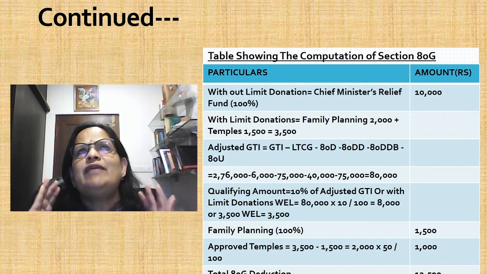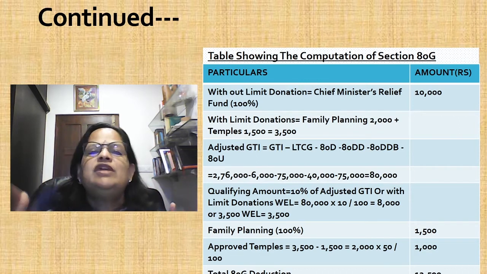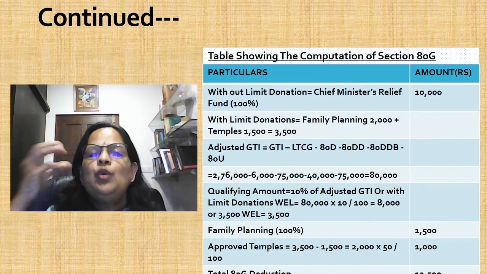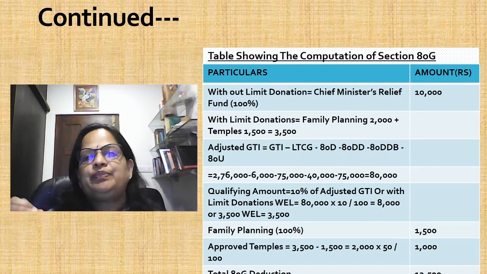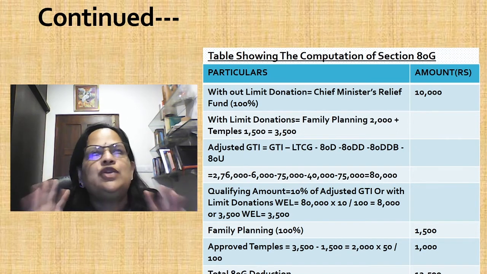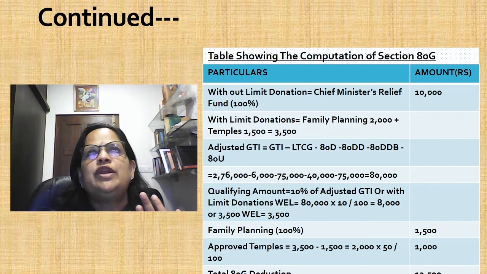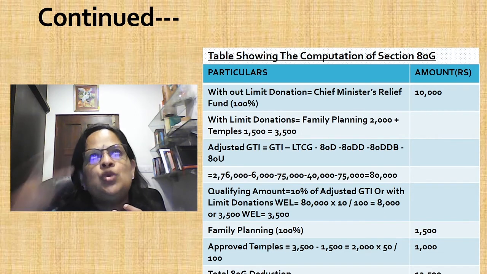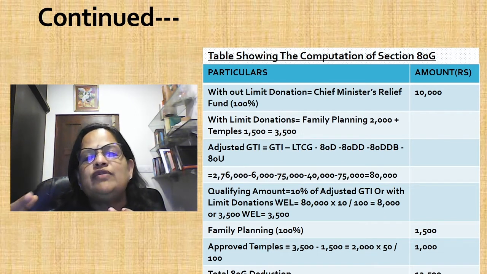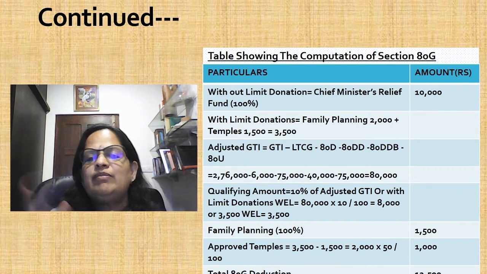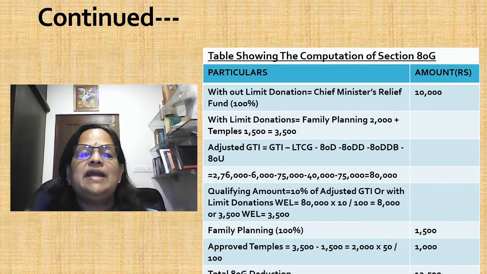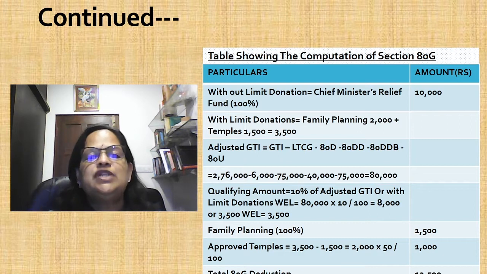I hope that you have learned 80G now because we have learned many problems. Now without limit donation, Chief Minister's Relief Fund, that I told you, three state chief ministers, Jammu and Kashmir, Maharashtra, Karnataka, you will get 10,000 full exemption. Now with limit donation, two items are there. Family planning 1,500, renovation of temples, it is 2,000. I have interchanged this. Actually family planning is 1,500 and temple is 2,000.